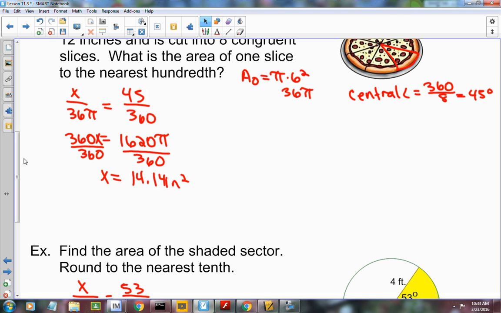Area of a circle, pi r squared, right? That's easy. Okay, the area of the sector, you have to set up the proportion, okay? Area of the sector is to the area of the circle as the measure of the central angle is to 360.